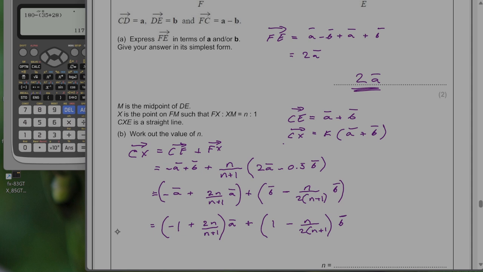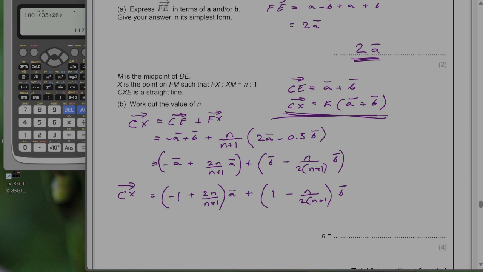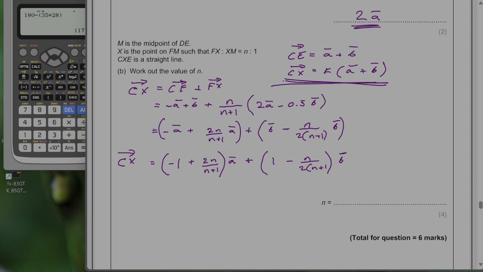Right, now we've got two versions of CX now. We said here that CX must be a multiple of a plus b. And we're also saying that CX must be this times a plus this times b. Because of that, this would need to have the same value for us to be able to take it out as a common factor. So these two things must be equal.